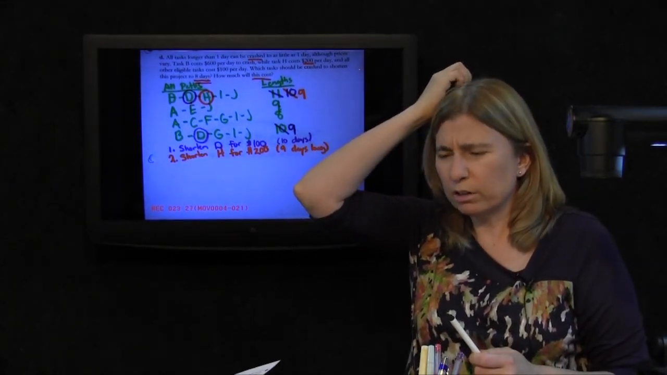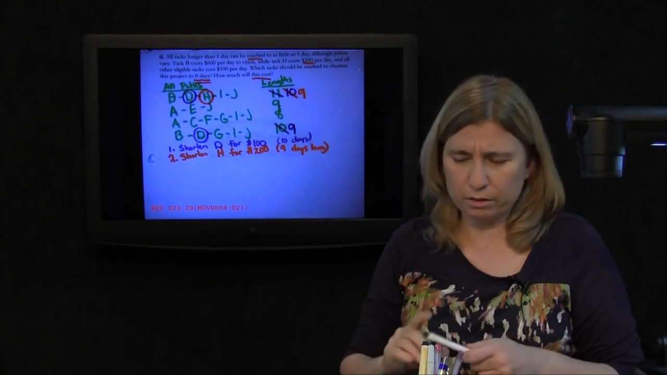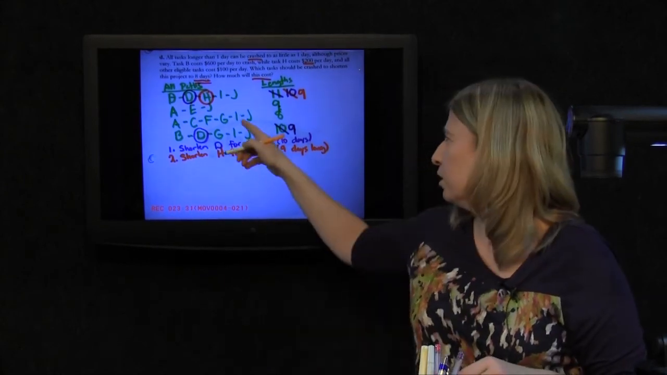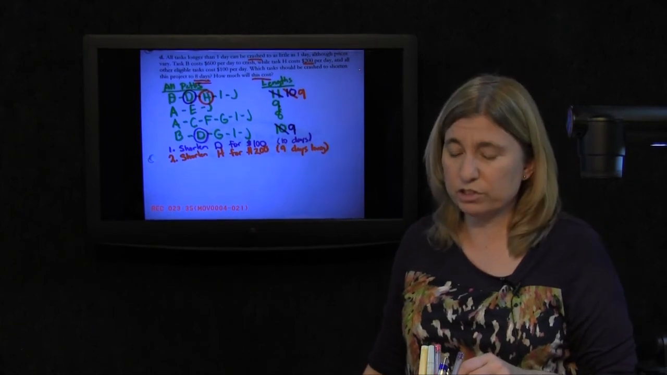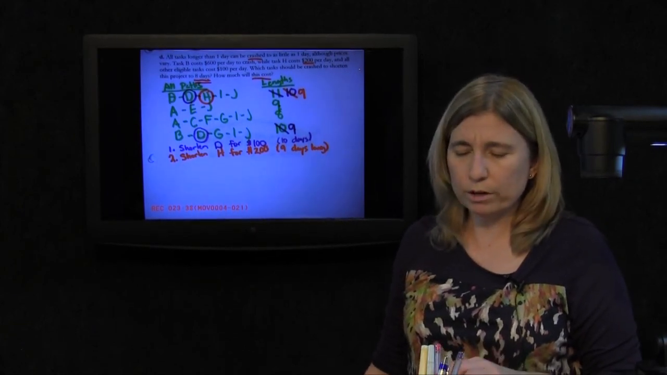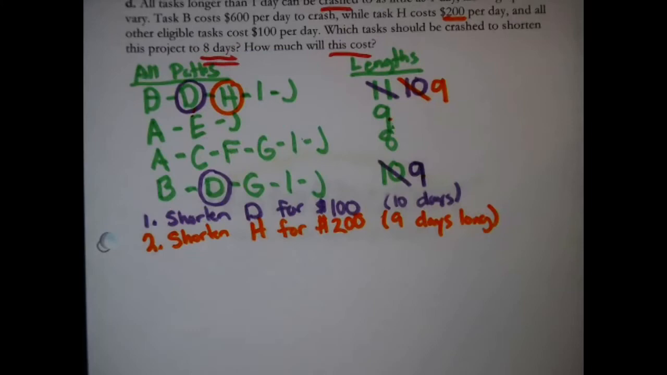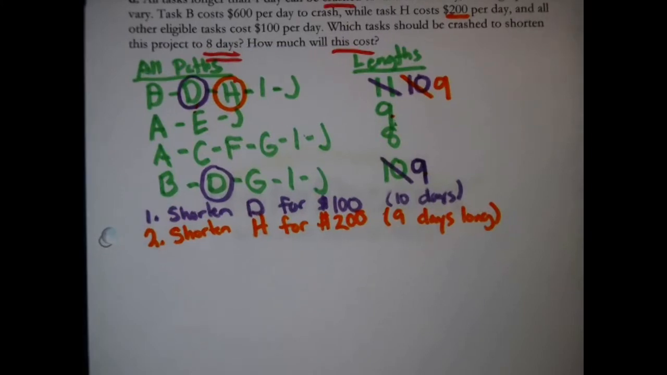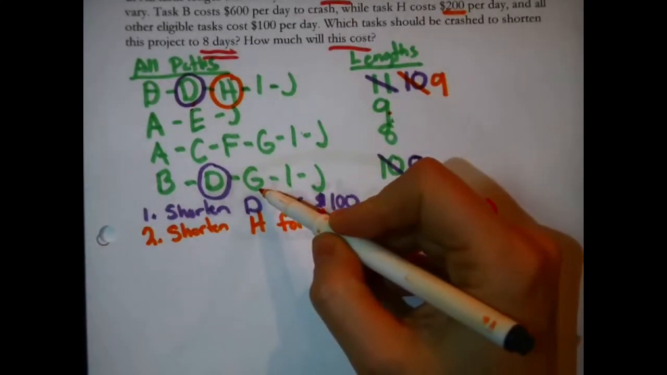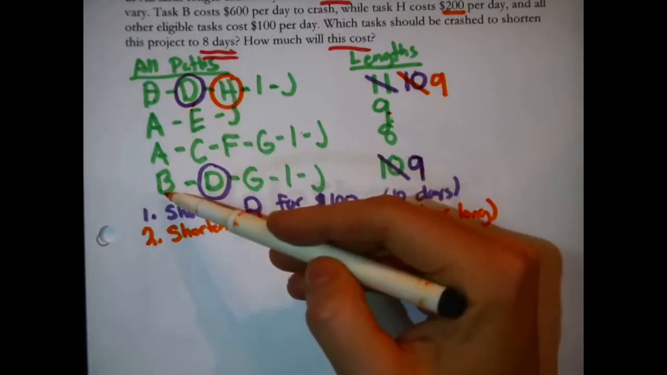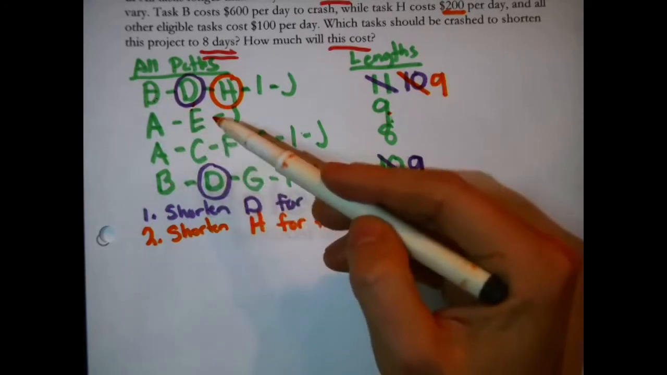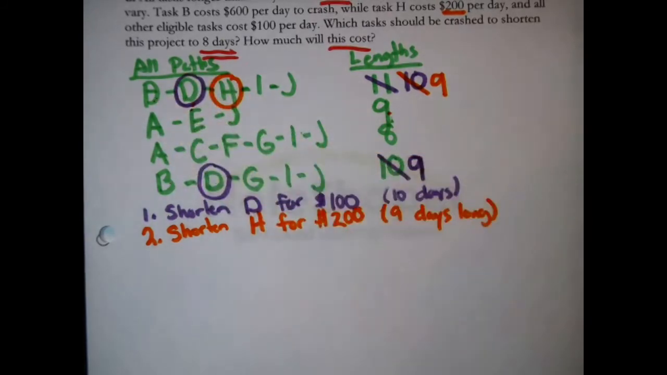Okay, well, to shorten that path, the I and the J don't count. They're 1 day long anyway. So the only thing left is G. And, oh, wait, G. G will work. G is only $100. And then this is $200. That's much better than the $600 to just do B, but that would benefit both paths. So I'm already seeing a strategy here.